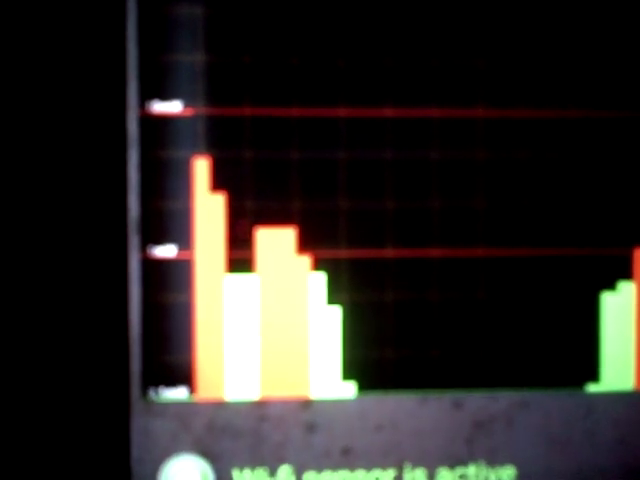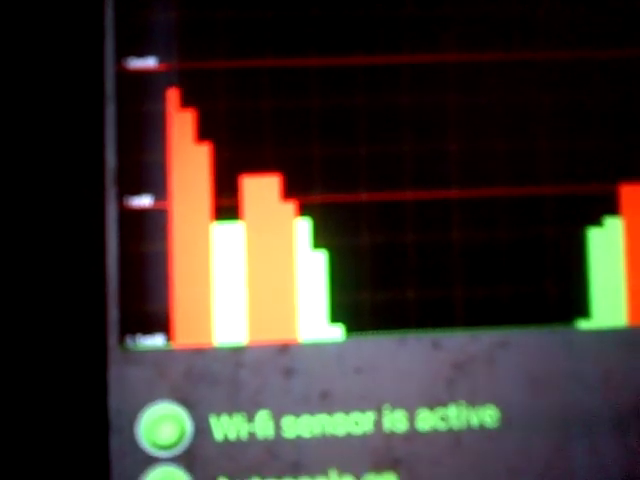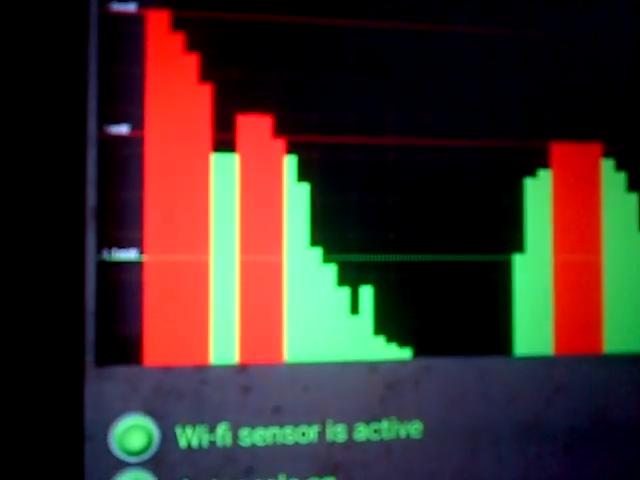Let's go a little closer. Okay, so now we're above the 1 megawatt line, and it's going toward the 10 megawatt line now. We're right in front of the router, about 2 feet away. So the 10 megawatt is 10 times as much.